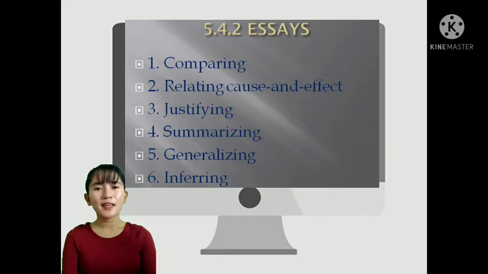Number 2. Relating cause and effect. A cause and effect relationship is one in which one event causes the occurrence of another. The consequence must exist whenever the cause happens. There must not be anything else that can explain the cause and effect relationship.